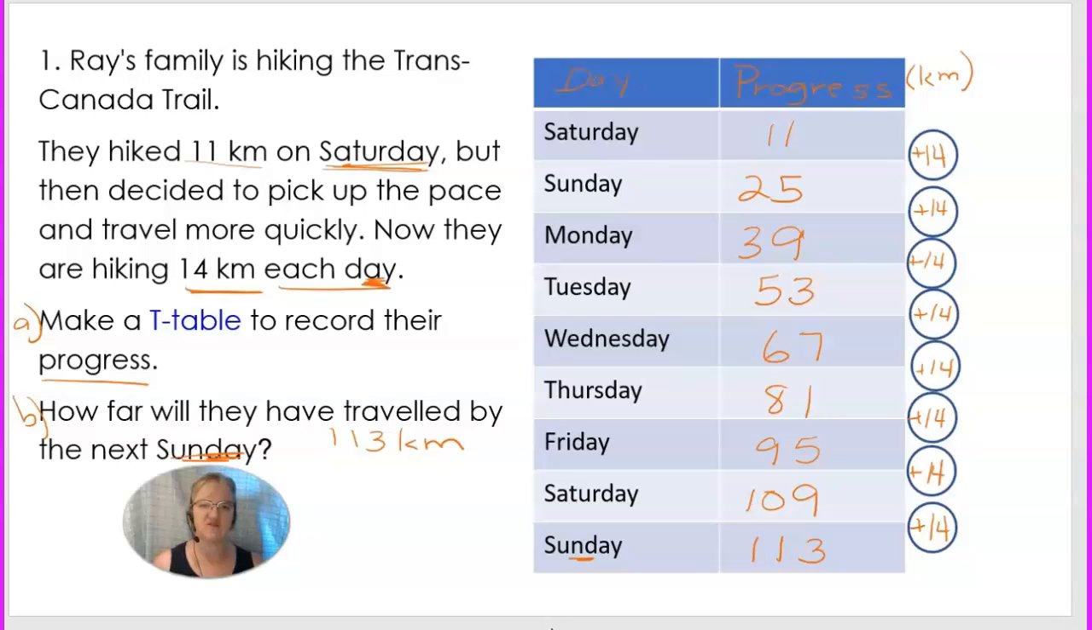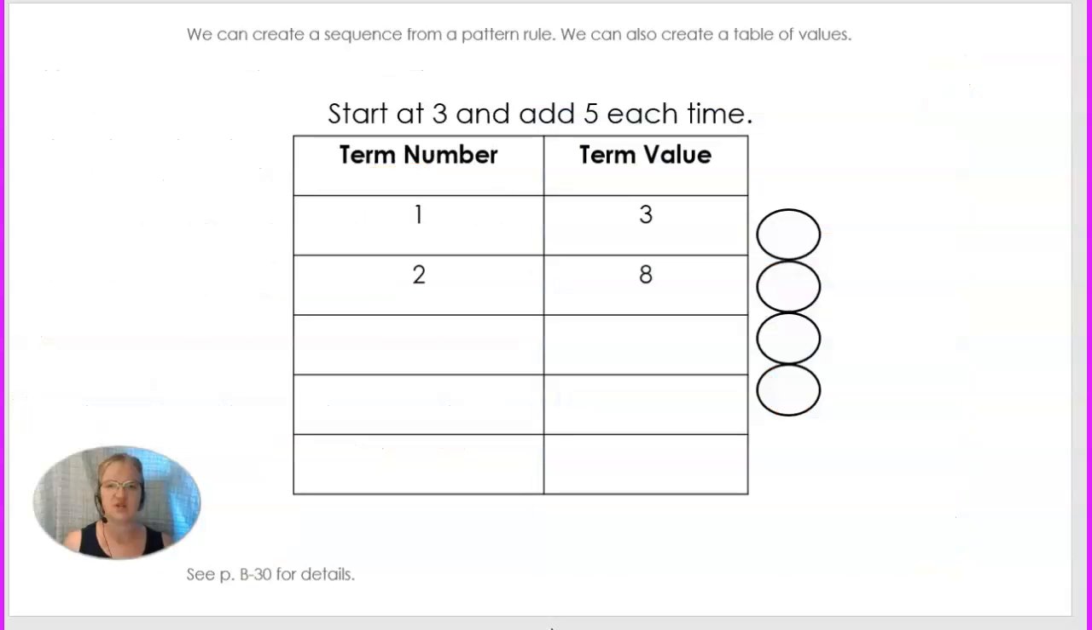You can see how we can fill out a t-table to show their progress by adding how far they went each day to give us their total progress throughout the week. Here's another t-table that we can create from a pattern rule. And this one we would call a table of values, because here we're not necessarily giving it a real title in terms of a day or anything like that. It's just the term number.